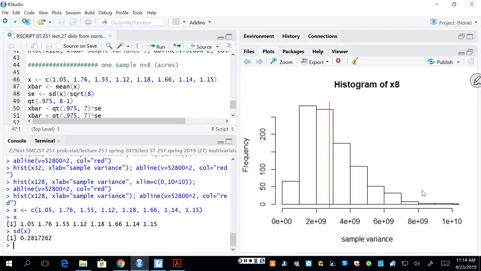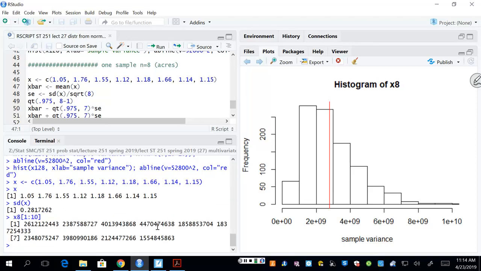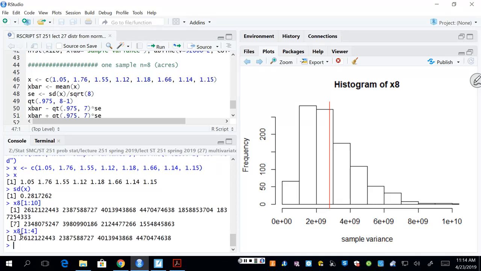So this is a histogram. Each point would go into here. Now x8 here is a standard deviation. So if I look at, say, the first 10 of those values, they're big, right? So maybe look at the 4 so we get them on the screen. So one time the sample variance S squared gave that value.